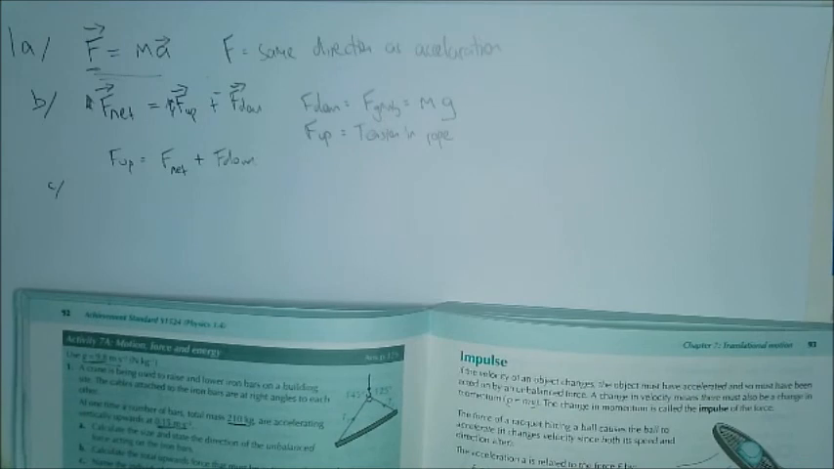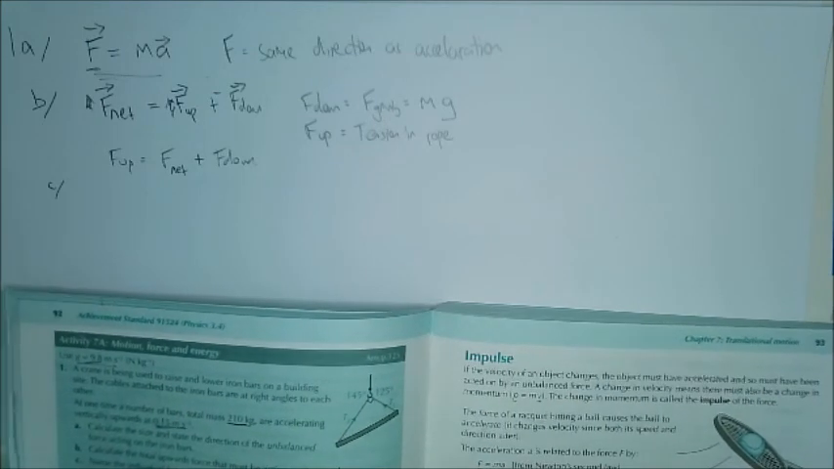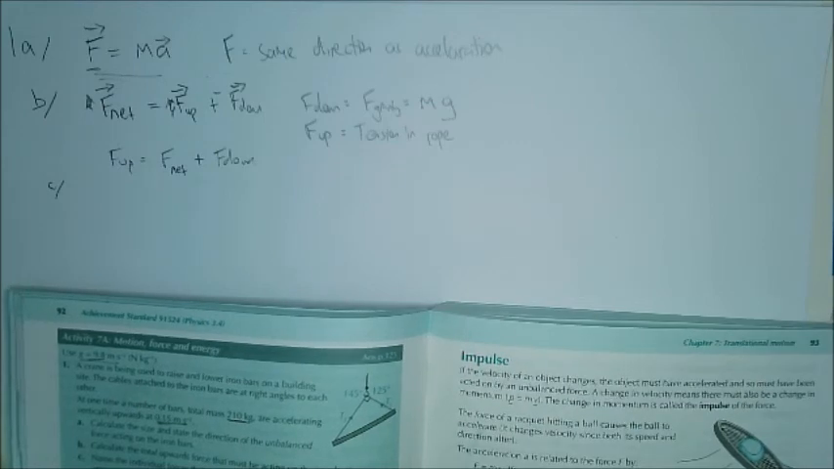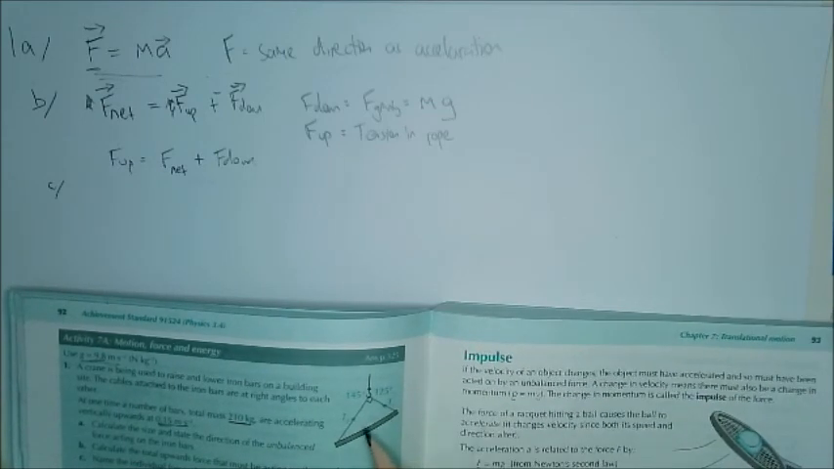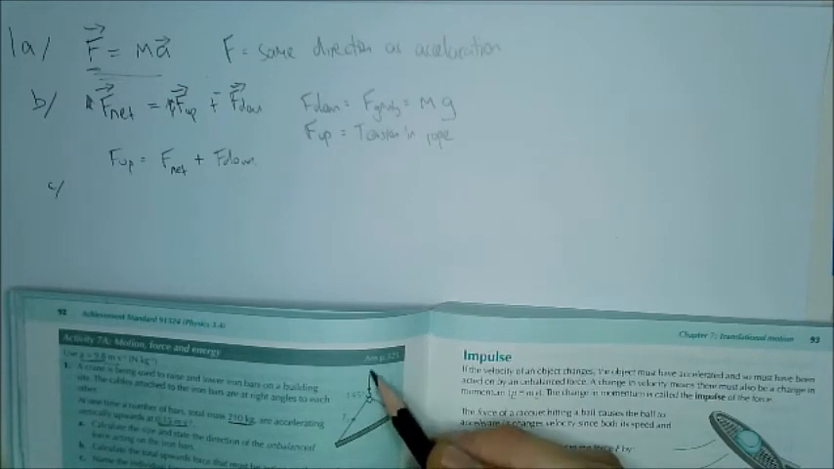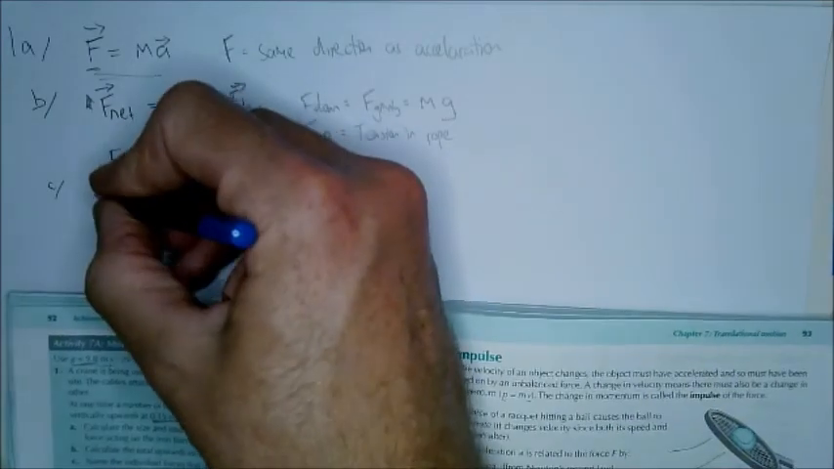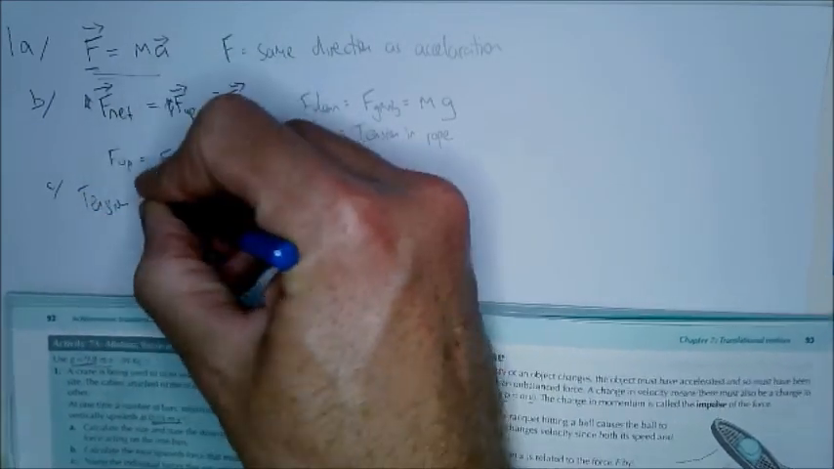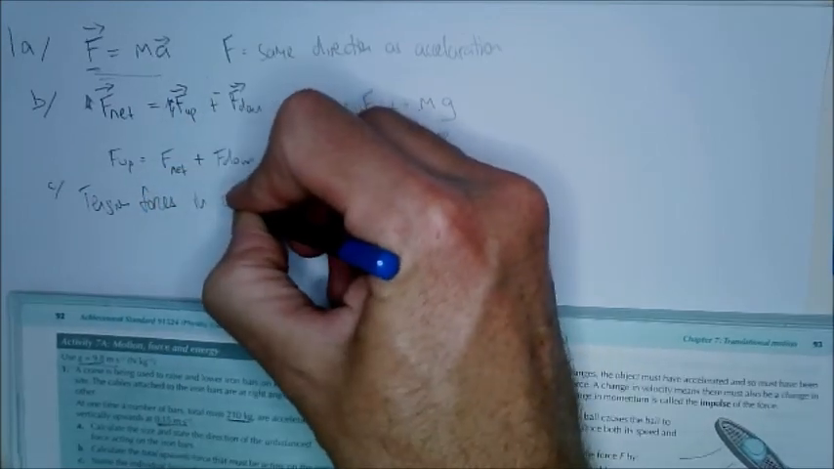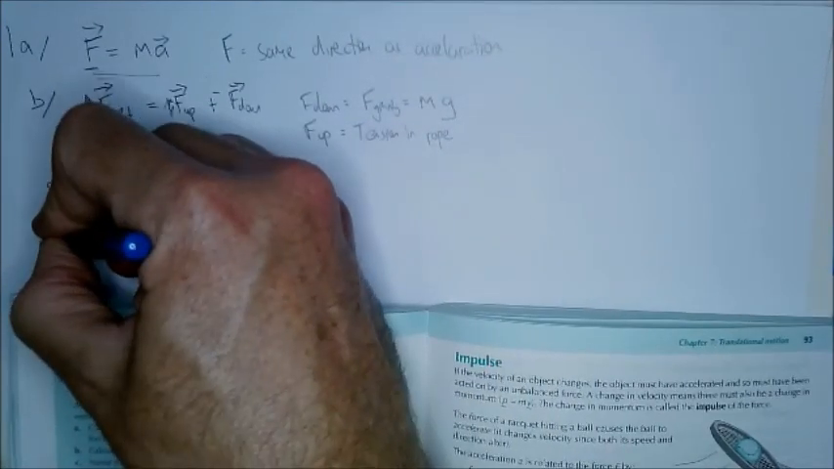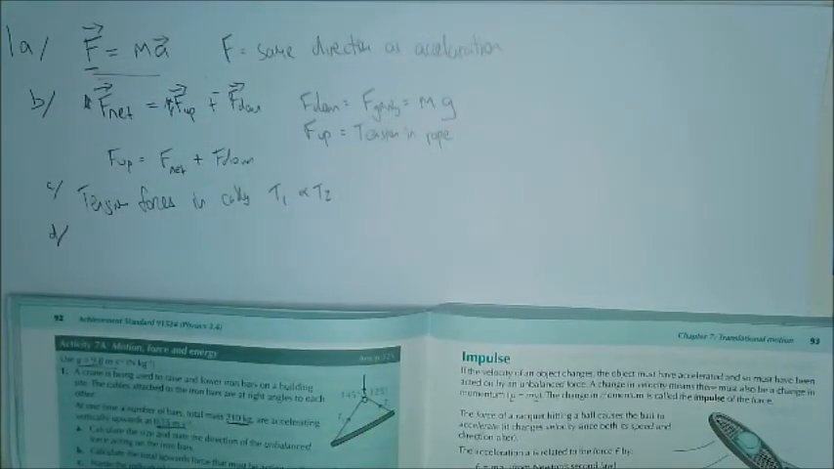Okay, part C. Name the individual forces acting on the iron bars to provide the upward force. Okay, so the upward force is coming from this rope here, but they're not acting directly on the iron bar. The forces that are acting directly on the iron bar are tension 1 in this cable and tension 2 in that cable. So tension forces in cables T1 and T2. That's kind of the answer, so you don't need to do any more about that one.